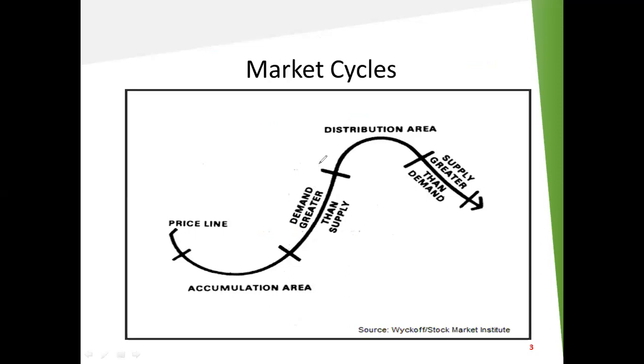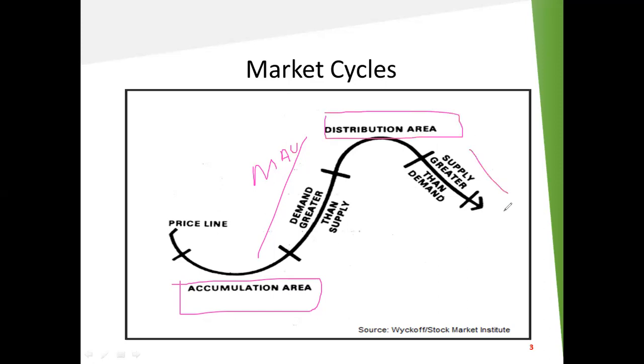This is a market cycle defined by Wyckoff: accumulation area, markup area, distribution, then after that markdown. In markup, demand would be greater and supply would be less. In the markdown, which is normally termed as downtrend, supply would be greater compared to demand. And markup is what traders of this generation commonly call an uptrend.